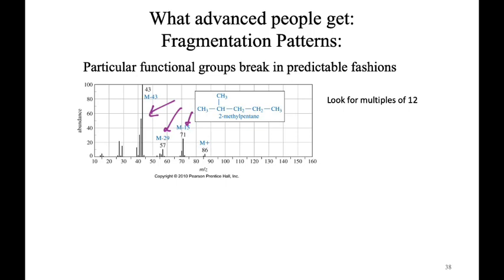So if we were to go through and look at this, what we're looking for are multiples of 12. Why multiples of 12? We're looking at carbon structures. So if we started with an 86 and I dropped to 71, what did I lose to go from 86 to 71? A mass of 15. What would be a mass of 15? A carbon and 3 hydrogens. So I'm ejecting a methyl.